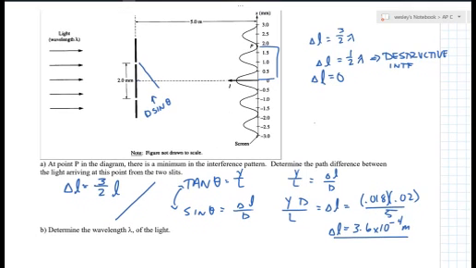Now determine the wavelength lambda of the light. Well, we said over here that my path length difference had to be 3/2 of a wave, because that's where we have our destructive interference going on. So lambda is equal to 2/3 of this distance, 3.6 times 10 to the negative 4th meters. So lambda comes out to be just about 2.4 times 10 to the negative 4th meters.